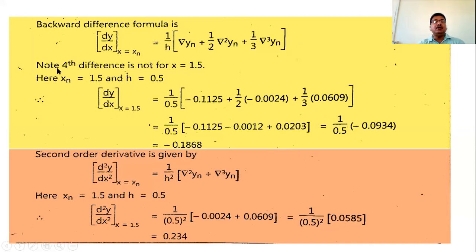So what does this statement say? Note the fourth difference is not needed for x is equal to 1.5. That is, the fourth difference, fifth difference, all the remaining differences are 0 for the point 1.5. So write the formula up to this del cube yn. Then xn is 1.5. Now consider this xn as the last point, and h is 0.5.